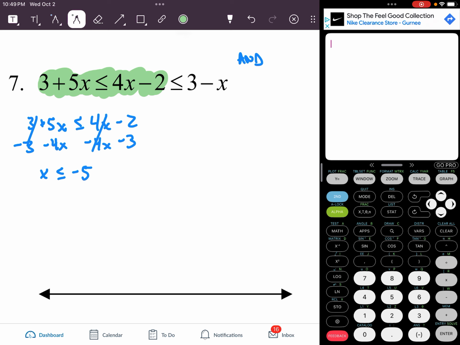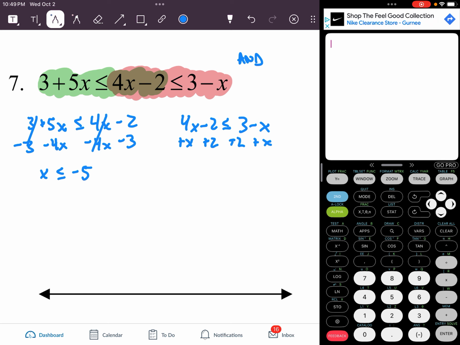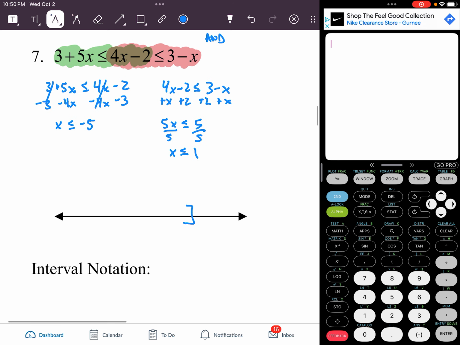The second part, let's do red. We're going to do the middle and then the right side. Notice the whole middle gets done twice. So 4x minus 2, 3 minus x. So I'm going to add 2 to both sides and add x. So I have 5x is less than or equal to 5. Divide by 5, and x will be less than or equal to 1. So we have a bracket with 1. Another bracket with 5. Negative 5, sorry.